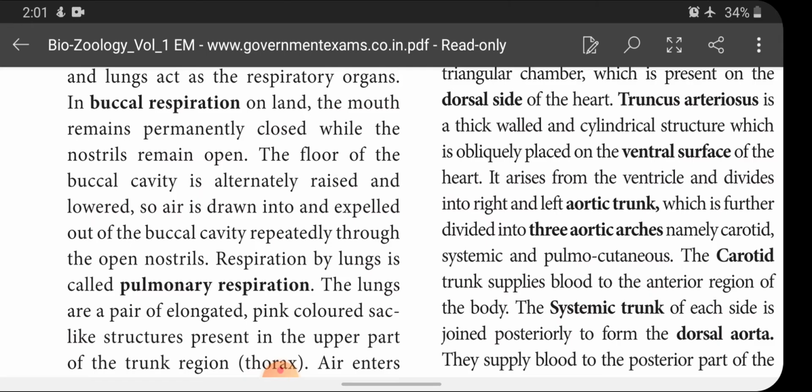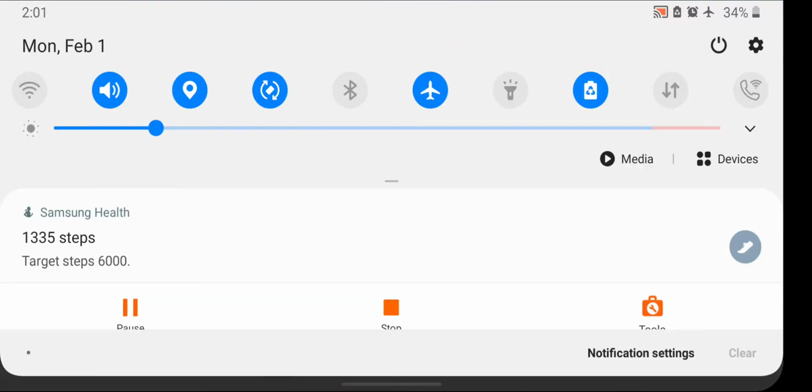When the frog is on land, it respires through the buccal cavity.